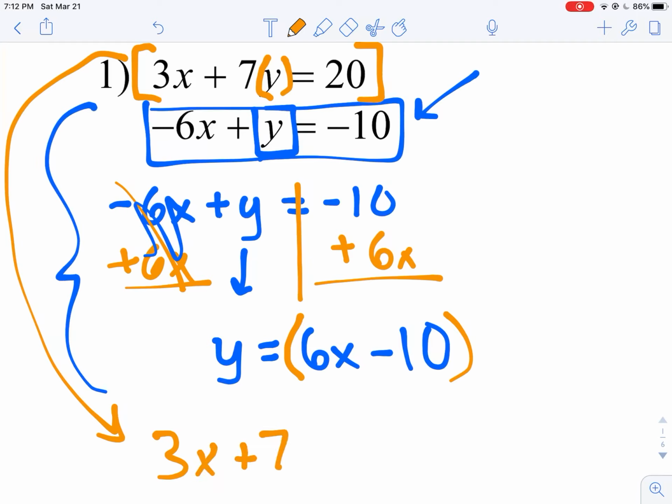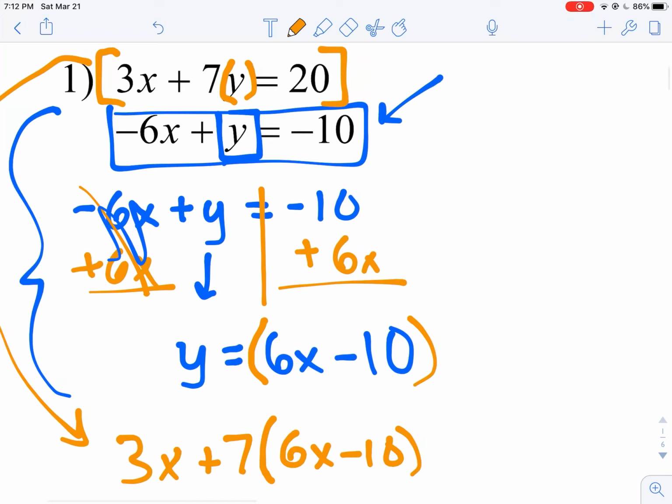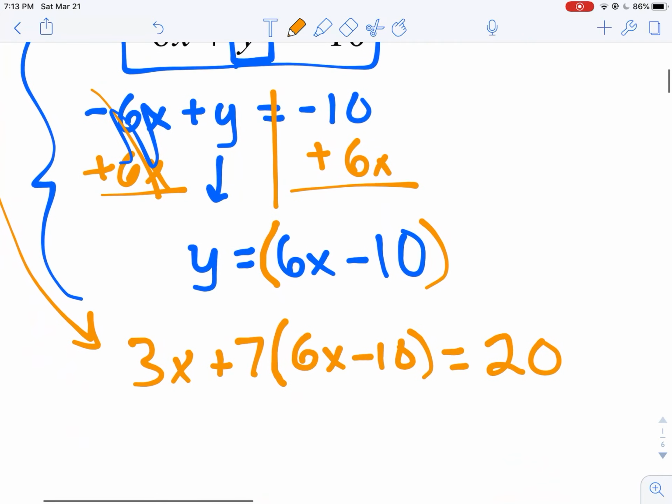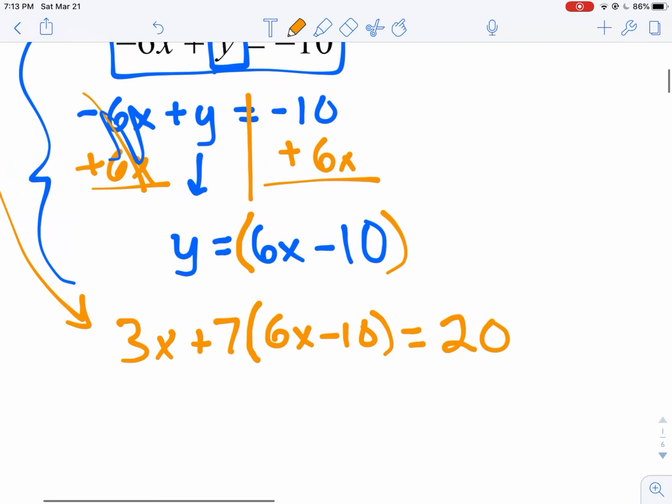3x plus 7, and then instead of y, I'm going to substitute 6x minus 10. Okay, and then finish it off with an equals 20. All right, so the whole reason I did the step in blue was because I had to rewrite an equation where it's y equals. I did that, so now I can substitute that 6x minus 10 into that top equation.